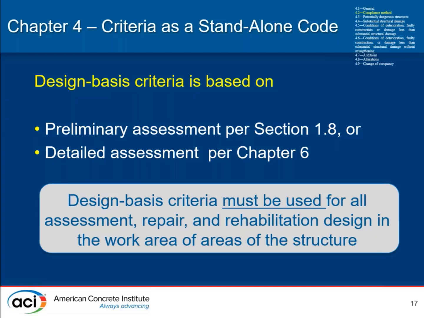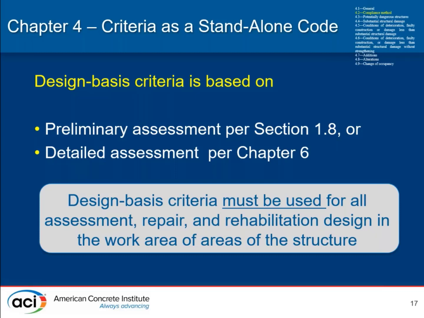Article 4.2.1 of 562 states that the design basis criteria of the project is determined based on the results of preliminary assessment as described in 1.8 or the detailed assessment as described in Chapter 6 using the requirements of this chapter. The design basis code must be used consistently for all assessment, repair, and rehabilitation design work or areas of the structure.